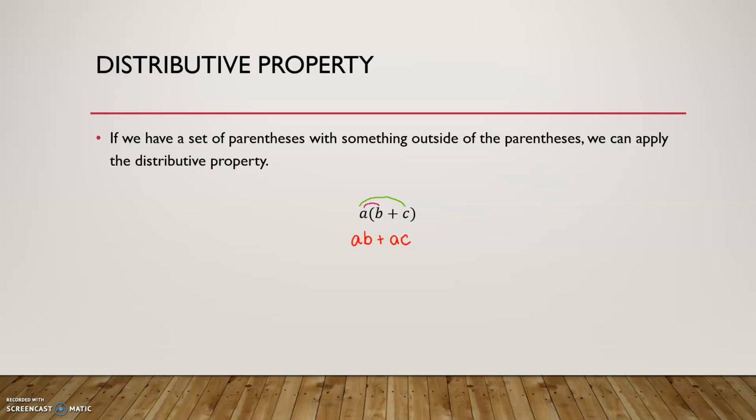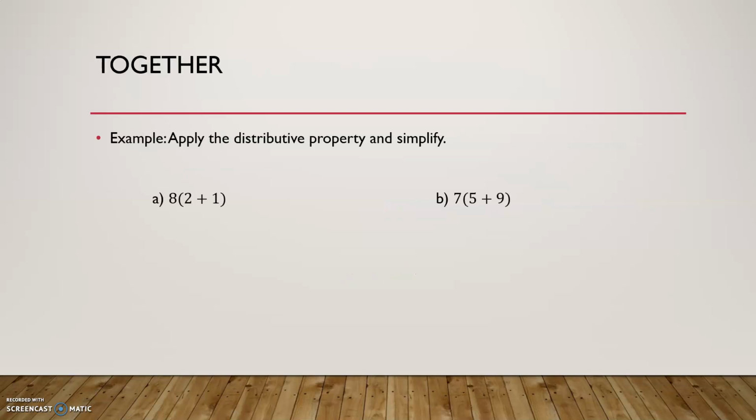If there's no symbol written between variables, it means they're being multiplied, but another way to write this is A times B plus A times C. It's just saying that I can multiply whatever is on the outside by everything inside. Oh, I had it here. So you can see there it equals AB plus, that should say AC. That's a typo.